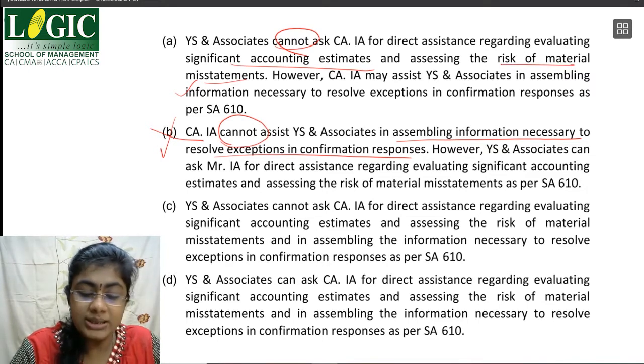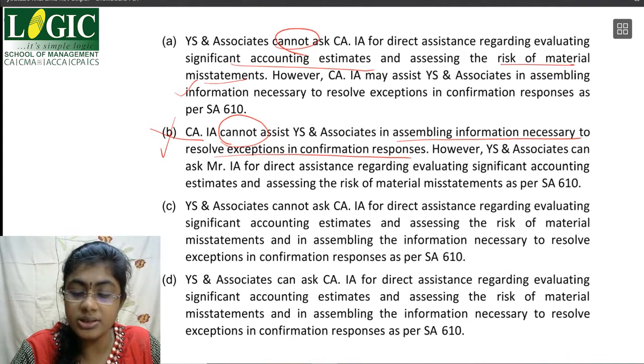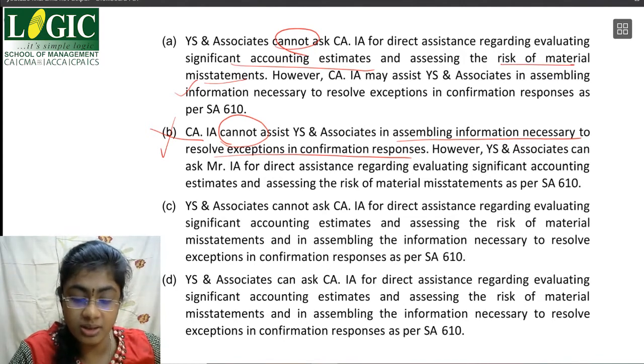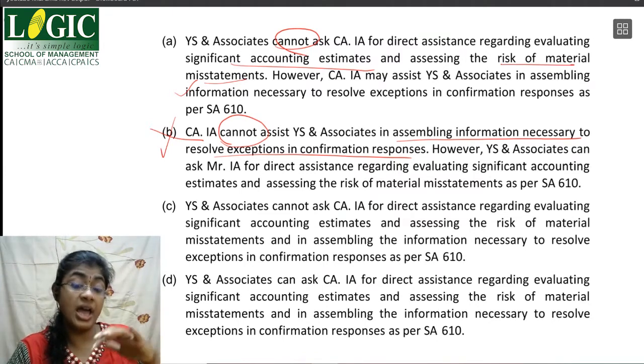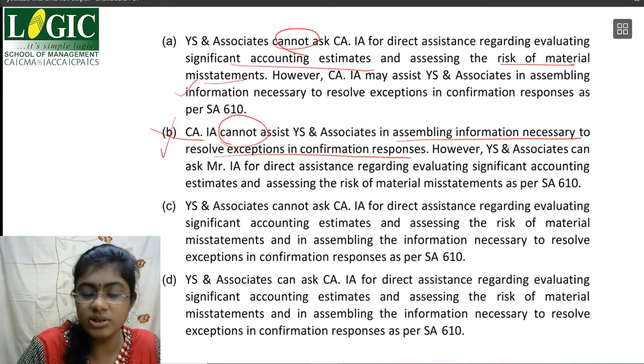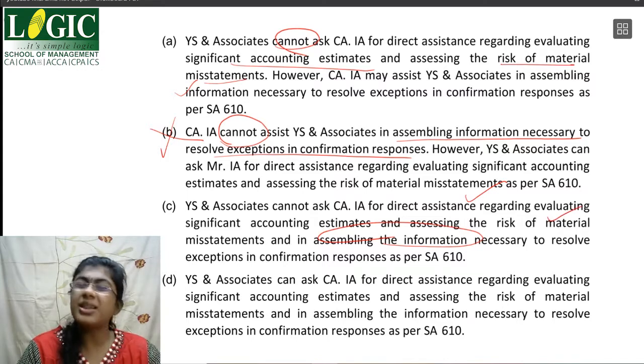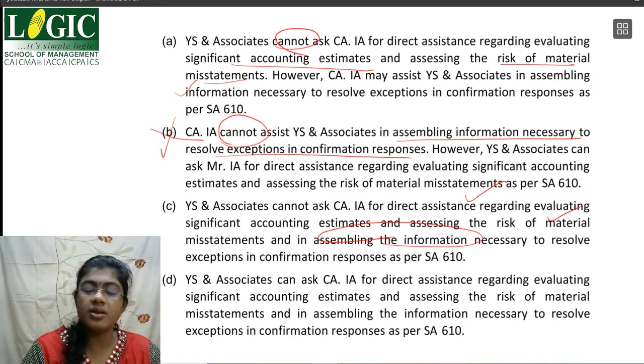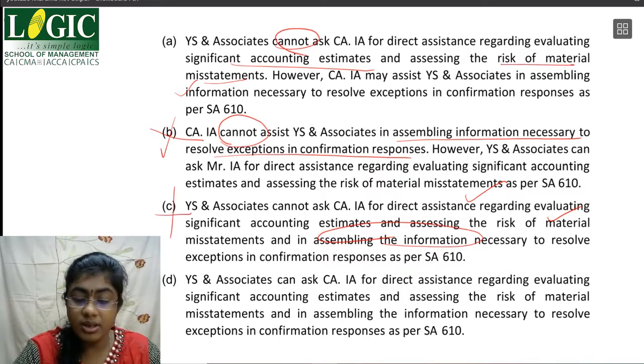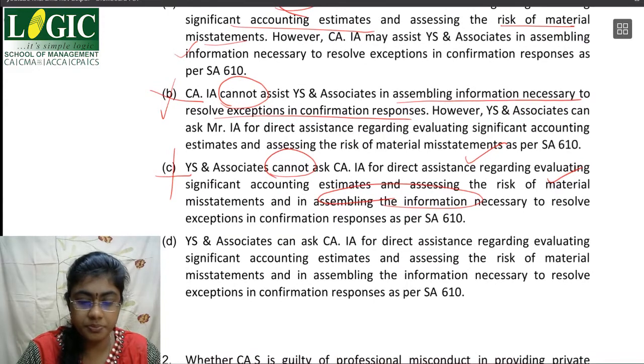C. YS and Associates cannot ask CIA for direct assistance regarding evaluating significant accounting estimates and assessing the risk of material misstatement and assembling the information. See, these two were correct. But that last sentence, in assembling the information, you can seek the assistance. Here they say cannot. So C is not the option.